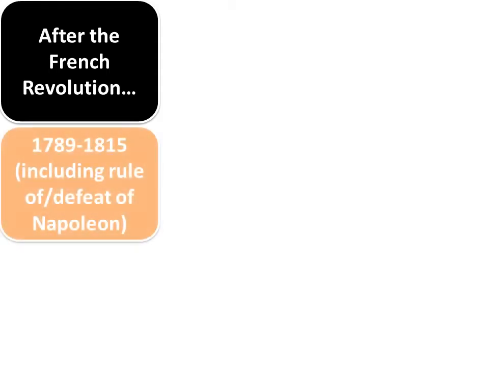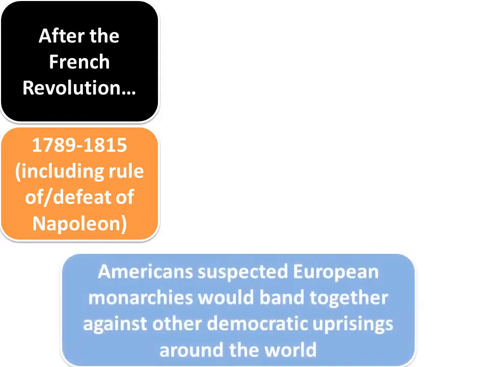The background to this is rooted in European history and the French Revolution. So after the French Revolution, which had lasted from roughly 1789 all the way until Napoleon was defeated finally in 1815, that left Europe exhausted. And old world monarchies, countries in Europe that were still ruled by kings and queens, were allegedly, Americans suspected, banding together to stop other democratic uprisings around the world.